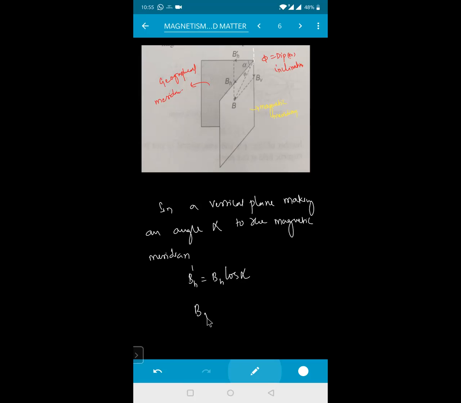And the vertical component BV dash will still be BV only. The vertical component is the same.